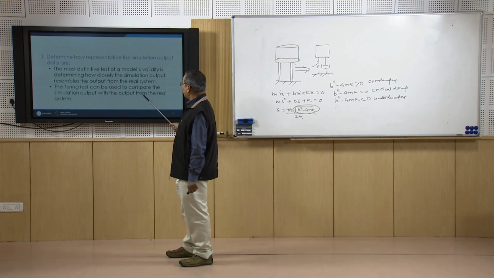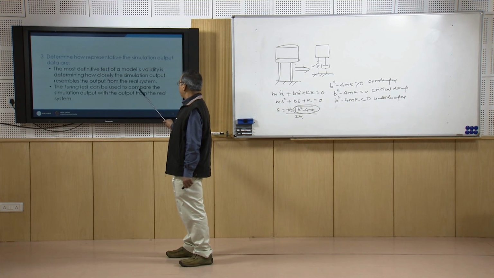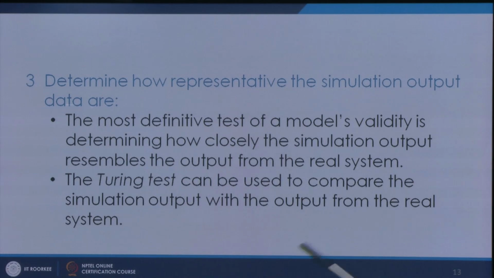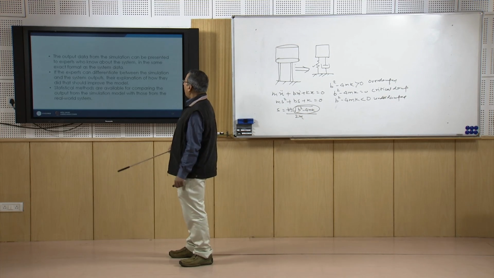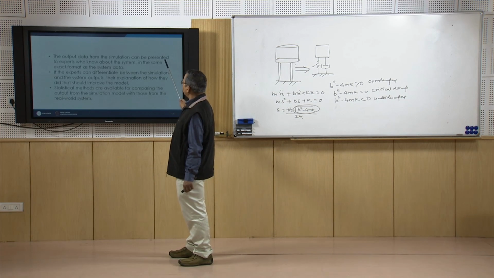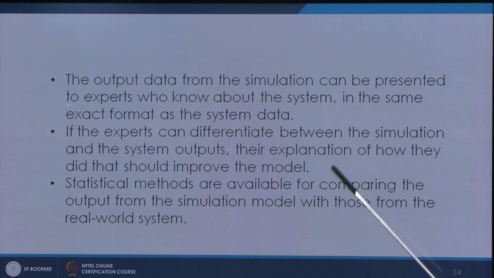One can go through the Turing test, which can be used to compare the simulation output with the output from the real system. Output data from the simulation can be presented to experts who know about the system, in the exact same form as the actual system data, and the experts try to differentiate between the simulation and the system output. Their explanation of how they did it should improve the model in your further iterations.